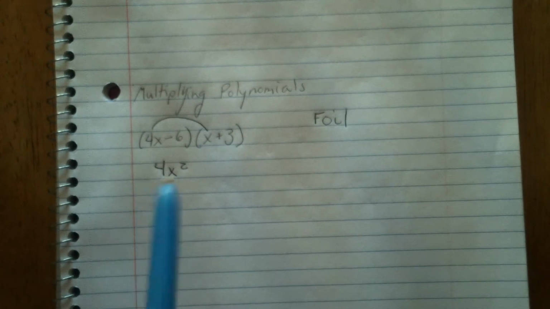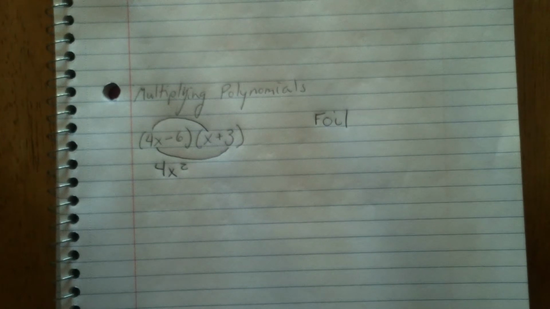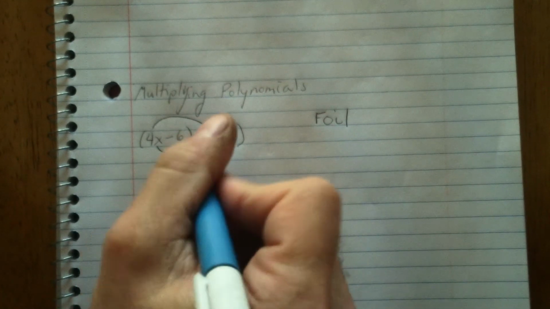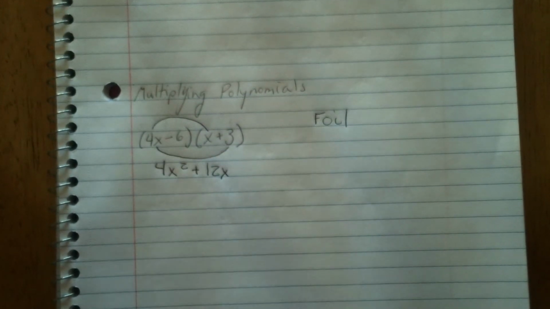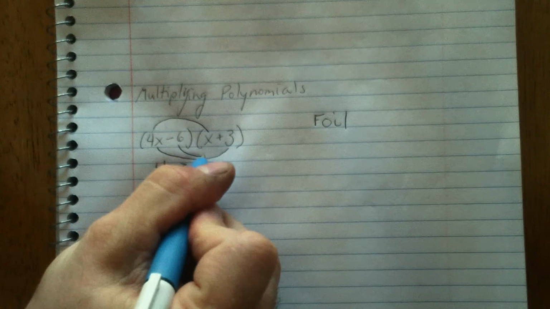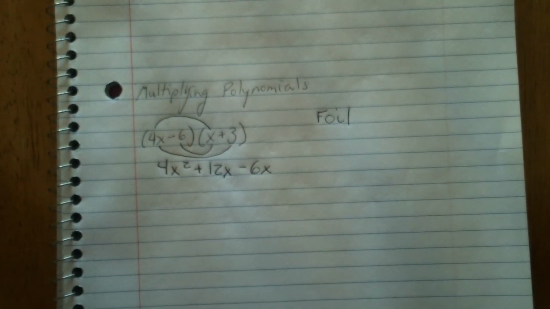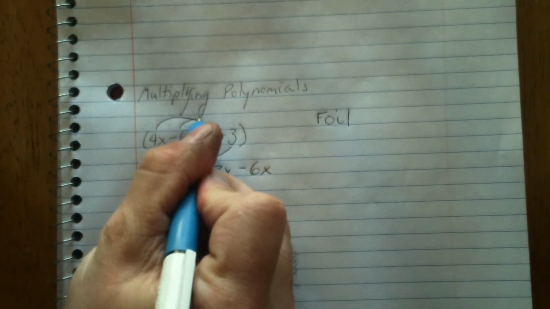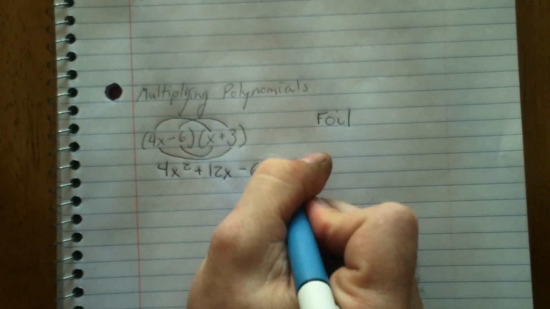And then we've got outside, the outside terms. The outside terms are 4x and 3. 4x times 3. Well, 4 times 3 is 12 times x, so 12x. So we're going to have 4x squared plus 12x. And then the inside terms, negative 6 times x, minus 6x. And then the last terms, the L in FOIL is last, so that's the negative 6 times 3. Negative 6 times 3 is negative 18.